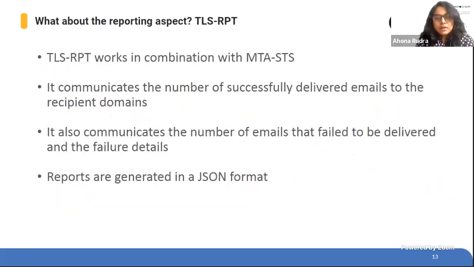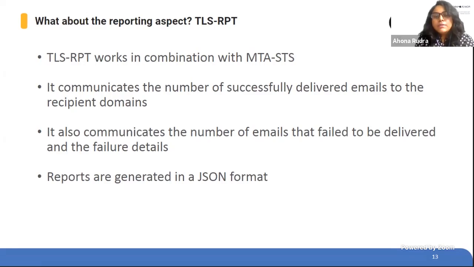Now, when MTA-STS is implemented, there is no way to be notified if the messages are not being delivered to you. It might as well happen that an encrypted connection could not be established and the message was not delivered with MTA-STS configured. So how do you know as a domain owner whether your message was delivered or not? Here is when TLS-RPT steps in. SMTP TLS reporting works together with MTA-STS, complementing it, to instantly notify you of issues in email delivery so that you can fix them faster.